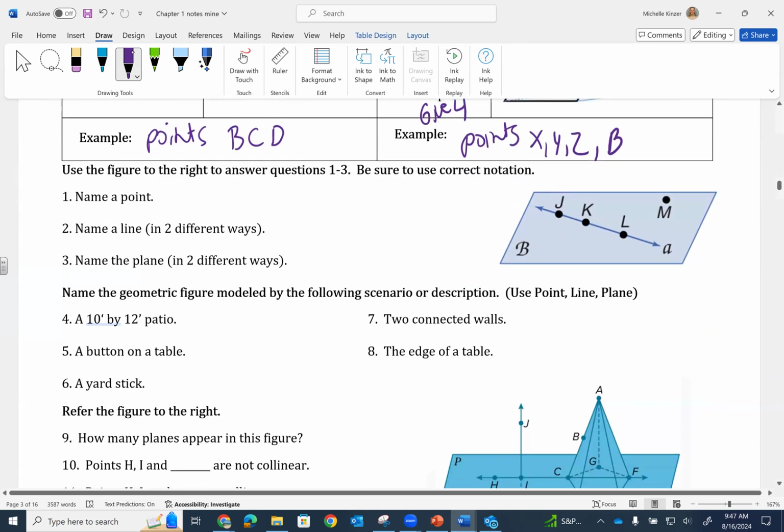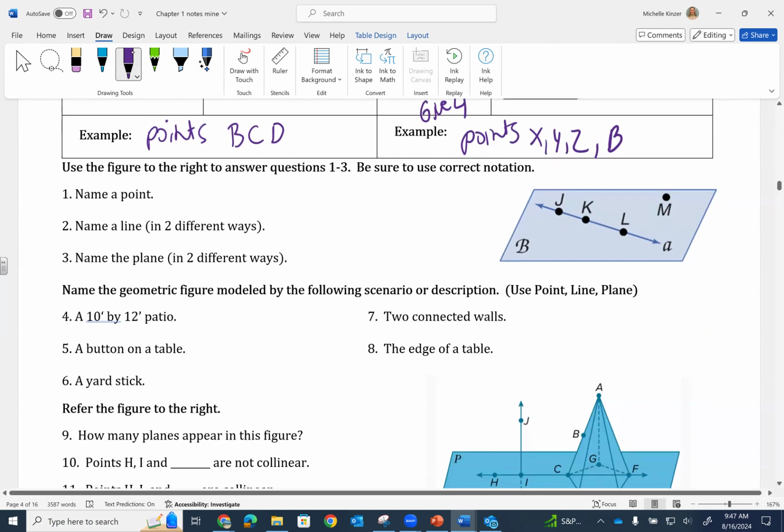Okay, so let's go through some examples. This will be good practice. As we work, say name a point. Well, a point is a shape, and so you have to write point, and then pick any point you see. That would be like M.